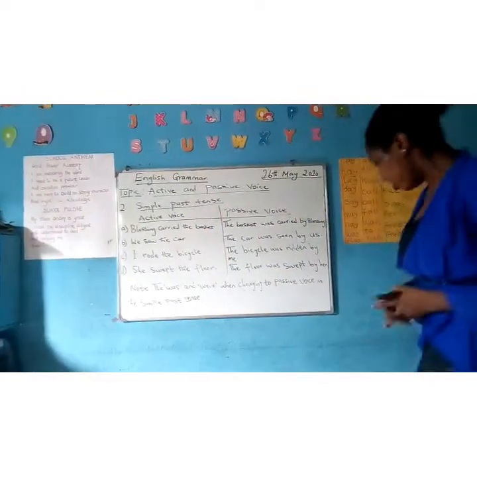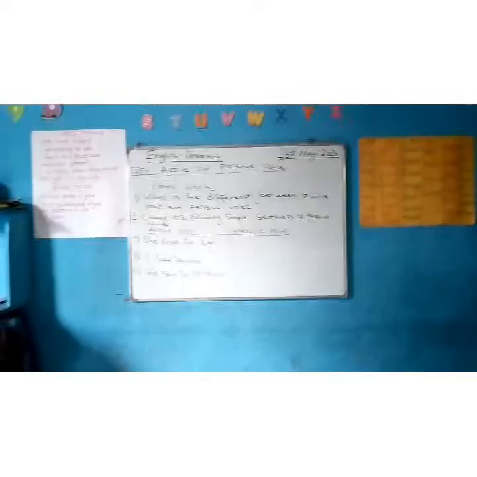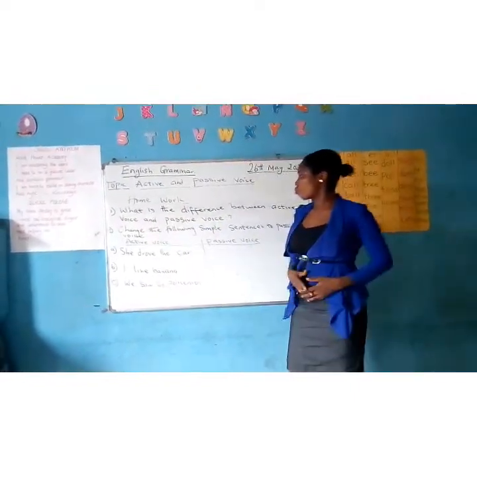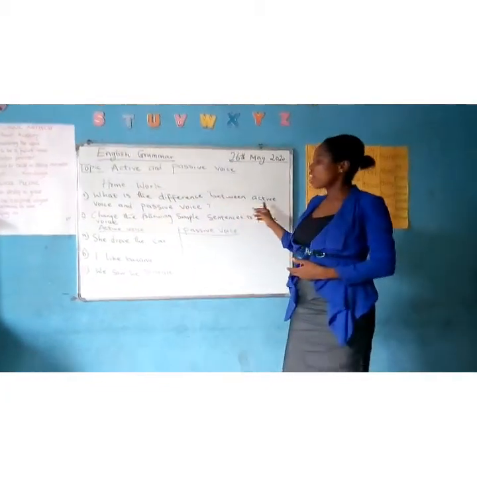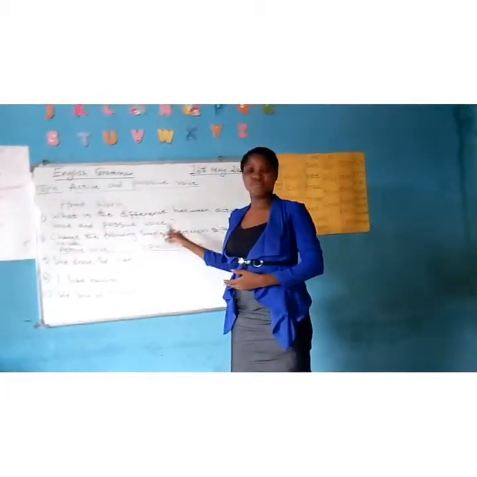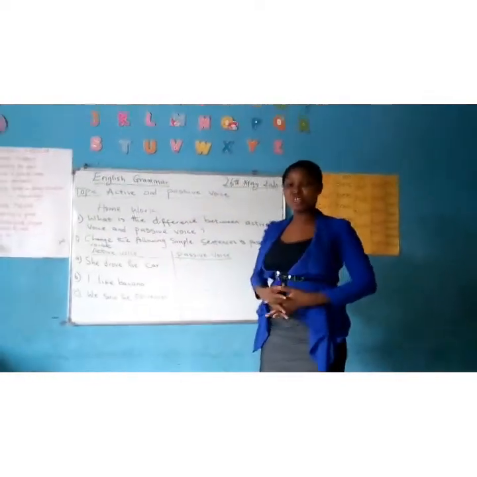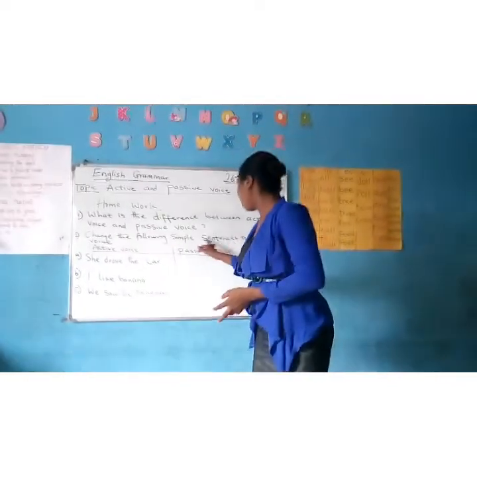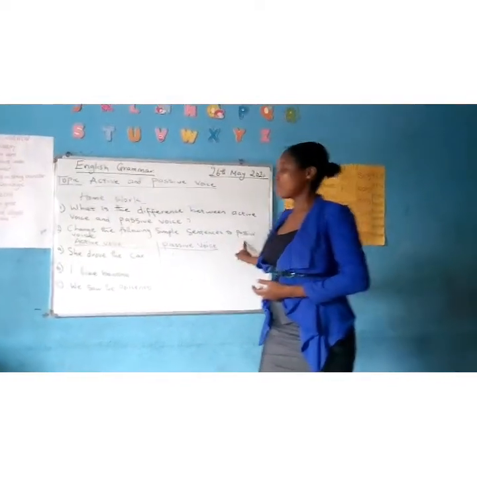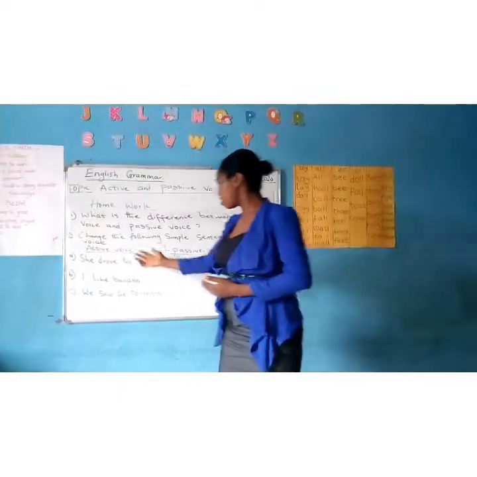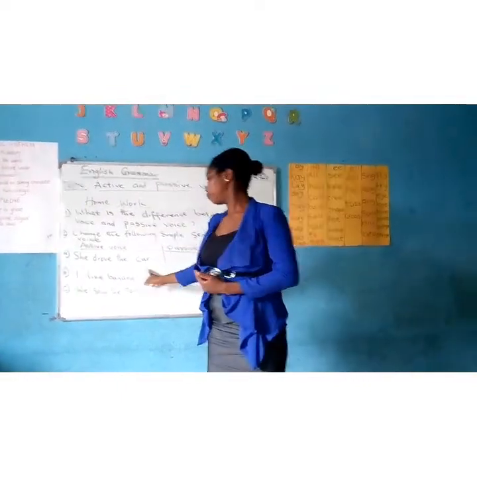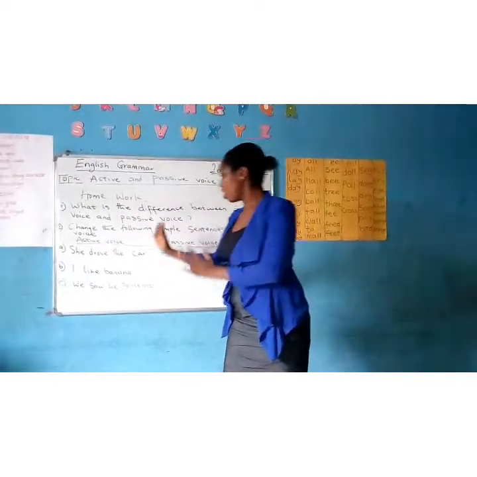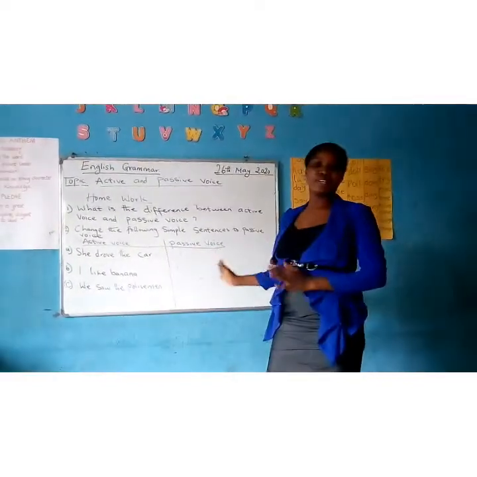Alright? Then we are going to take our homework. Okay, this is your homework. Number 1 question says, what is the difference between active voice and passive voice? Number 2, change the following simple sentences to passive voice. Under the active voice I have, she drove the car. I like banana. We saw the policeman. So, change these simple sentences to passive voice.